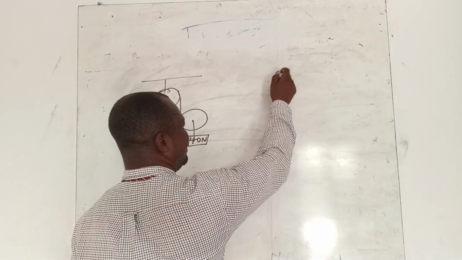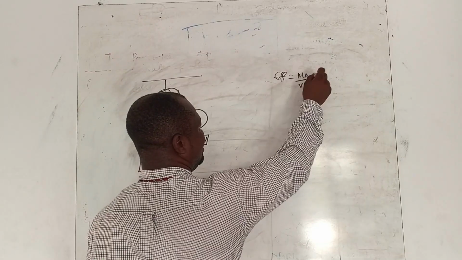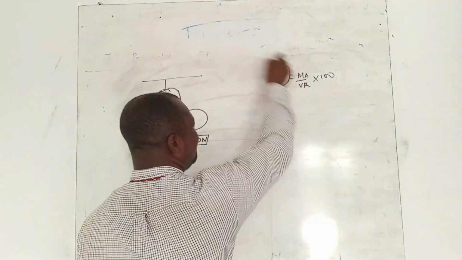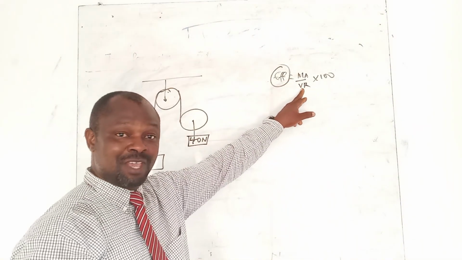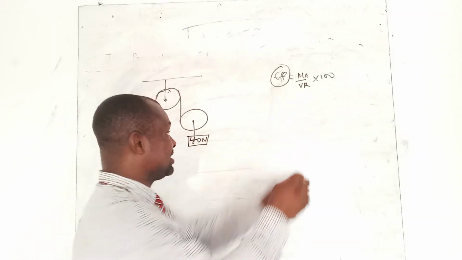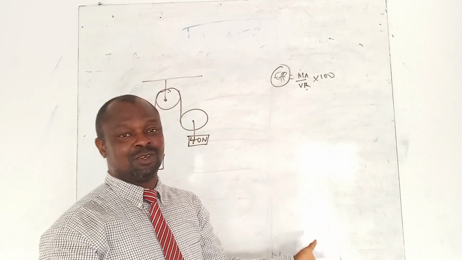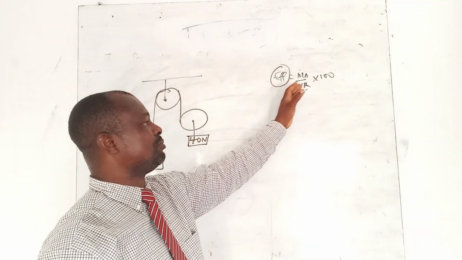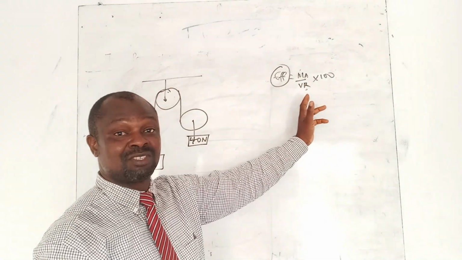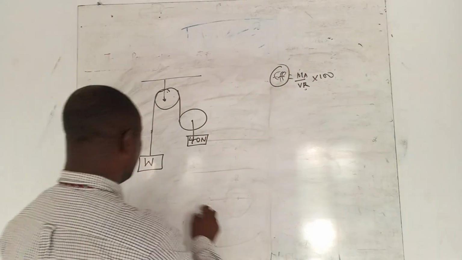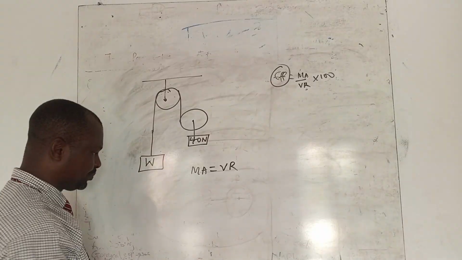Let's look at efficiency. Efficiency is mechanical advantage over velocity ratio times 100. If the efficiency is to be 100%, it means MA must be equal to VR. Do you get it? For instance, if MA is 5, VR is 5, 5 divided by 5 will be 1, times 100 is 100%. So for the efficiency to be 100%, this ratio must be 1. That means mechanical advantage and velocity ratio must be the same. So MA is equal to VR.